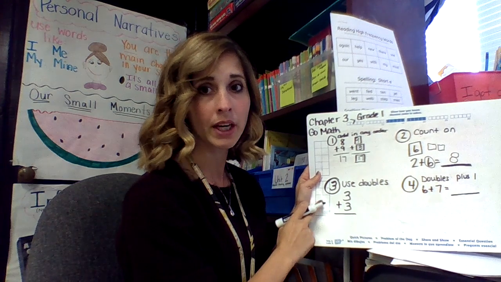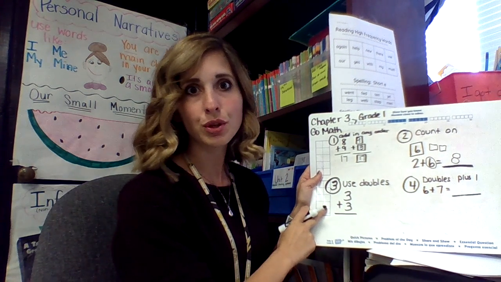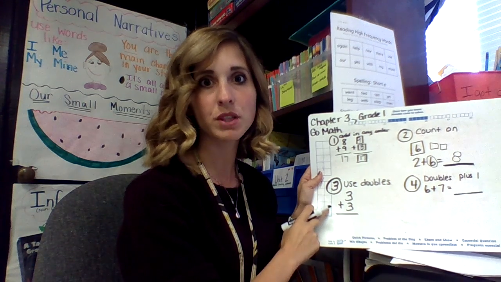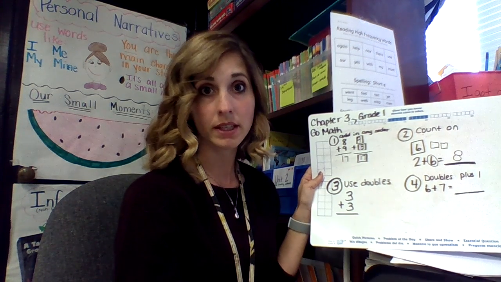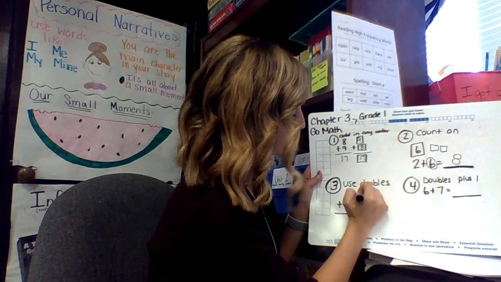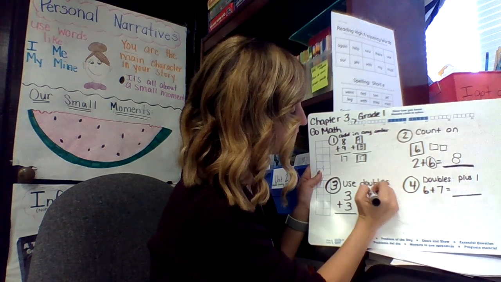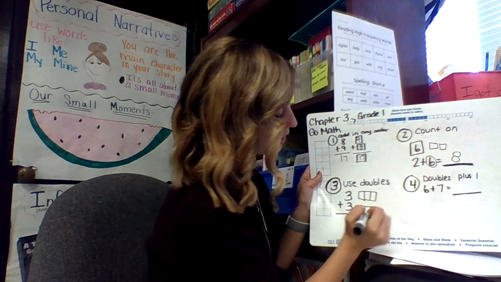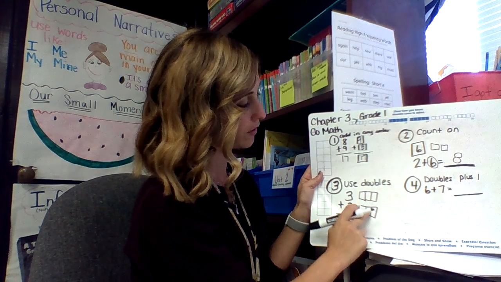In lesson 3, we're using doubles. Your students should be able to do these pretty quickly. It's 1 plus 1, 2 plus 2, 3 plus 3, 4 plus 4. We go all the way up to 10 plus 10. So when we first introduced it, we do a quick picture. So we draw towers is what we call them. 3 plus 3. So your child should be able to say 3, 4, 5, 6.